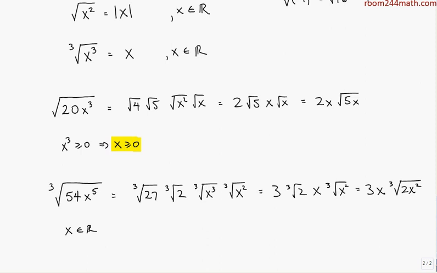So, as I said, practice these, really check the answers, and ask questions if you're not sure why your answer differs from the answer given in the book. These things are pretty tricky, especially the idea of whether or not you need the absolute value bars.